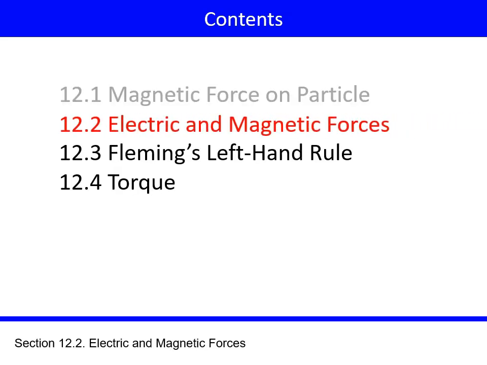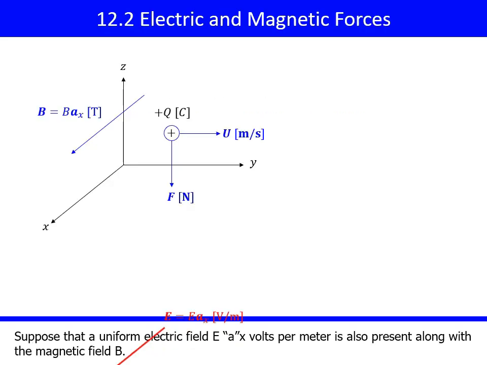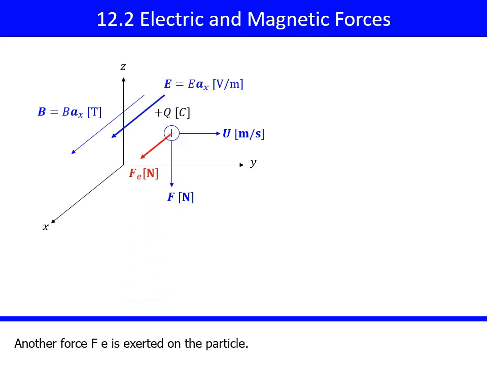Section 12.2. Electric and magnetic forces. Suppose that a uniform electric field E a_x volts per meter is also present along with the magnetic field B. Another force F_e is exerted on the particle.